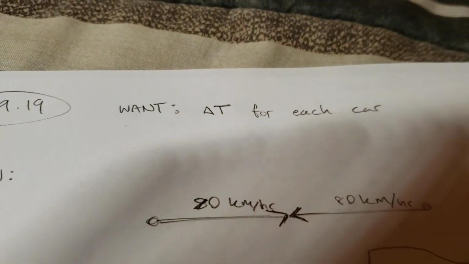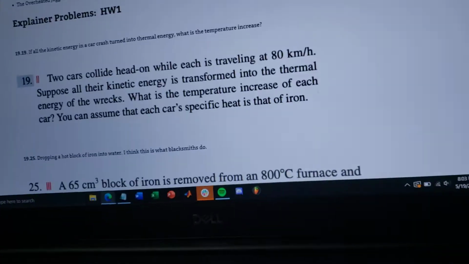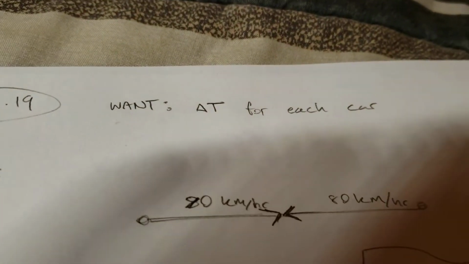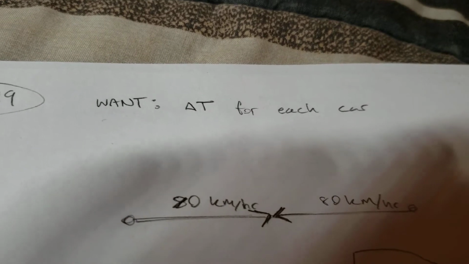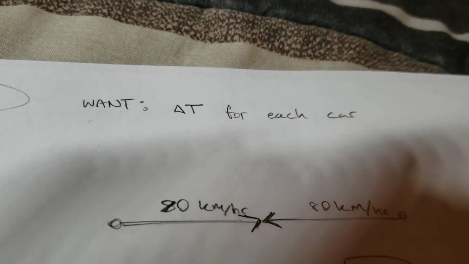Alright, so as usual, we're going to write down what we want first in simpler terms. So we basically want the rise in temperature for each car, as the problem says. We're going to use the variable delta T for that because it's the change in temperature. So basically we want the change in temperature for each car. Specifically each car on its own, not both of the cars combined.